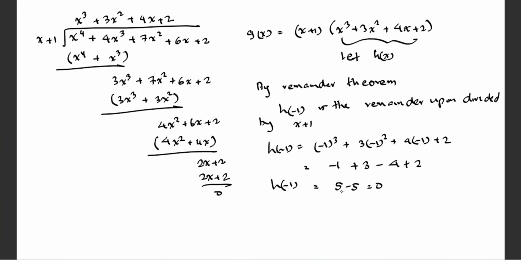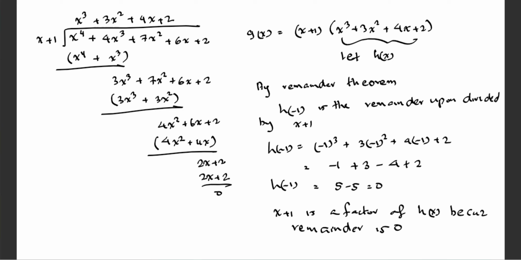H minus 1 equals 0. Okay, if h minus 1 is 0, you can say that x plus 1 is a factor of hx. Don't write "because" like this; instead write the word "since" remainder is 0.